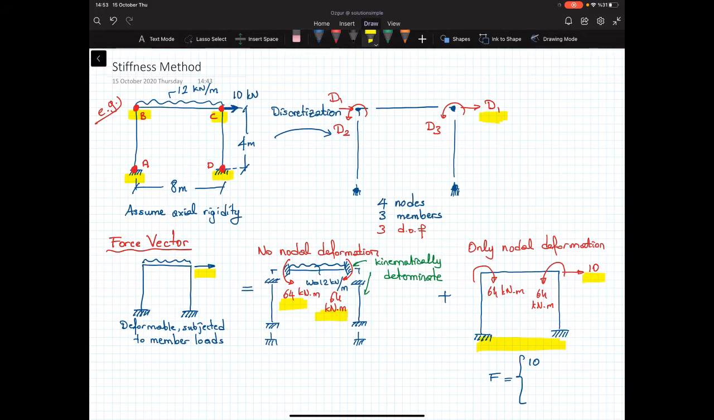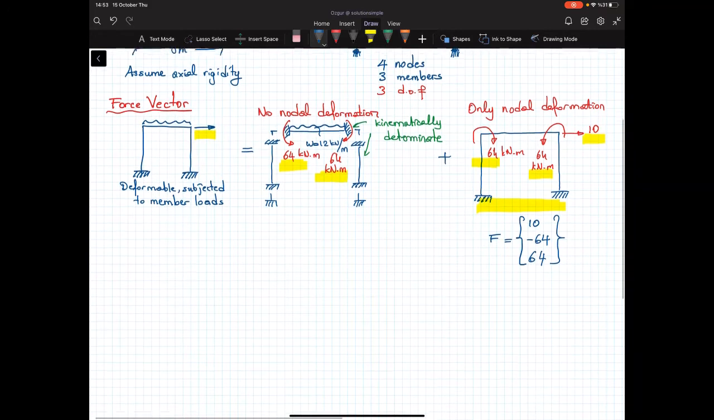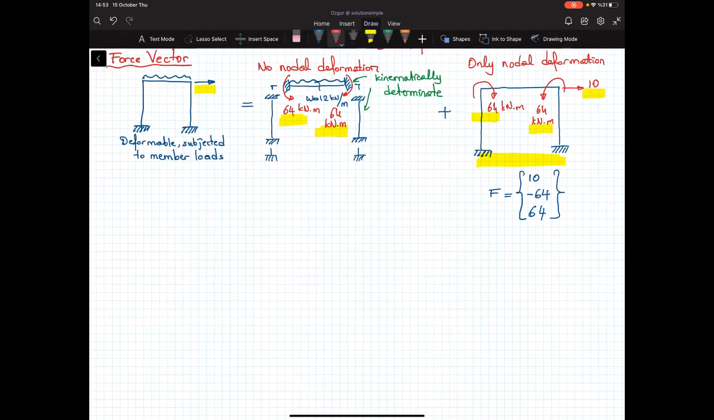The second degrees of freedom is D2. Counterclockwise is positive. So I have 64 here. It's clockwise. So that's why the second is 64. The third degrees of freedom is counterclockwise rotation, and the corresponding unbalanced force is 64 in the same direction. So I got 64 here. So this is the force vector.